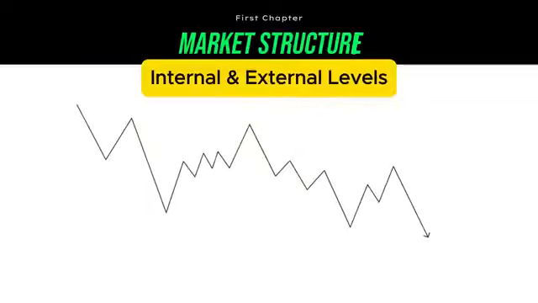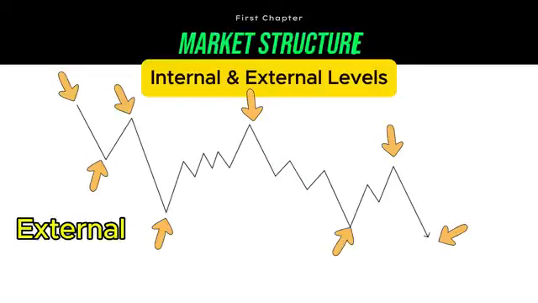On the complex downtrend now, the downtrend is identified by an impulsive downside movement, a pullback to the upside, and a break of the lows. The external levels are the major highs and lows. The internal structure is the price action inside the pullback.